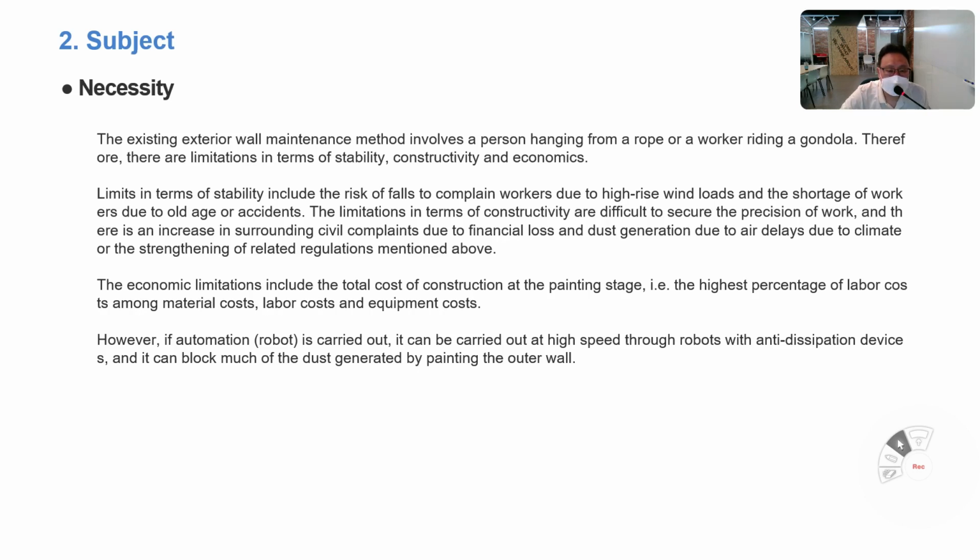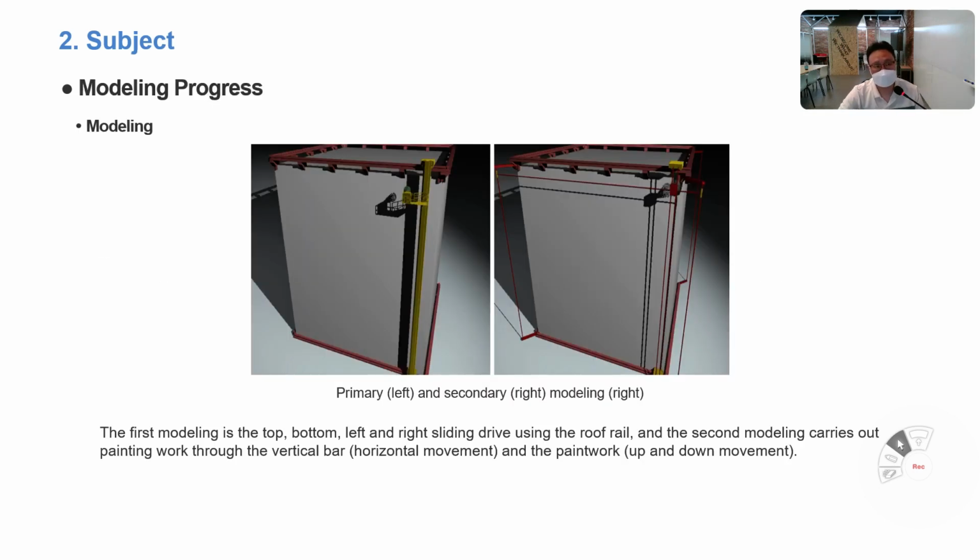If an automatic robot is used, it can be carried out with a high-speed trolley robot with an anti-dispersion device, and it can block most of the dust generation by painting the outward. This picture is a modern process. Left and right is a moving robot. The first model has top, bottom, left and right side drive using the loop rail, and the second model carried out painting work through the vertical bar and the paint work.